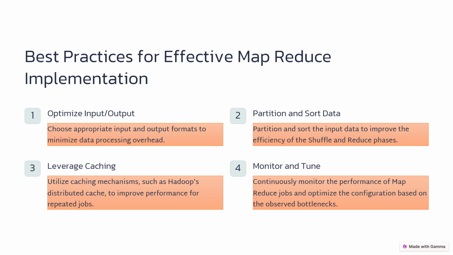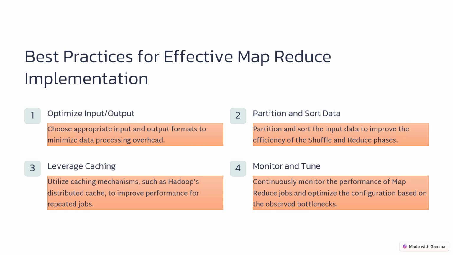So there are different practices for effective MapReduce implementation. These four are just the common ones. So basically, optimizing input and output: choosing appropriate input and output formats to minimize data processing overhead. This is one of the approaches. Second is partition and sort data. Partition and sort the input data to improve the efficiency of the shuffle and reduce phase.